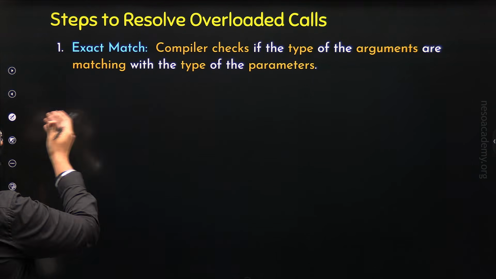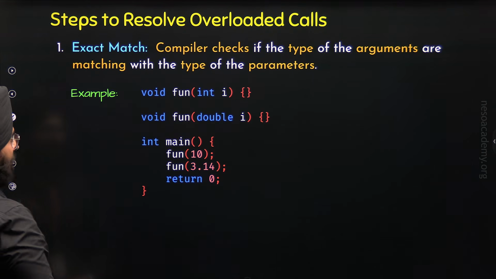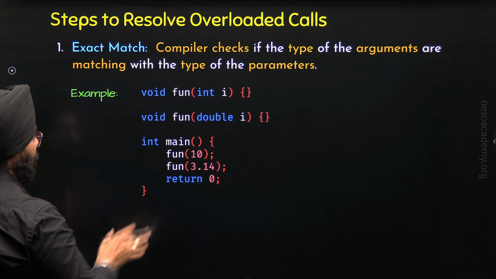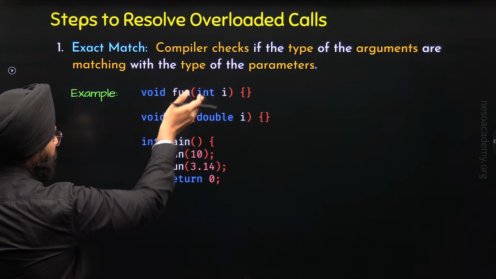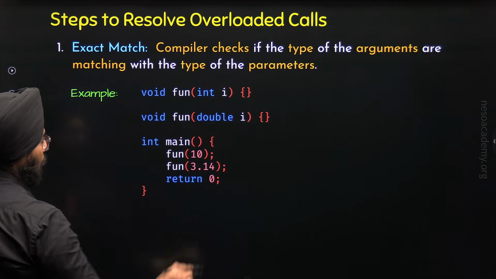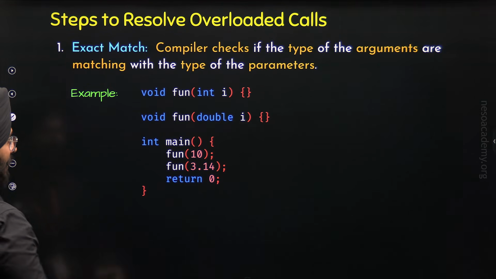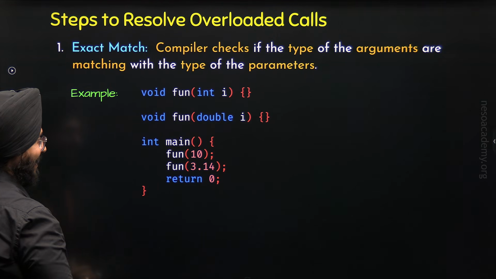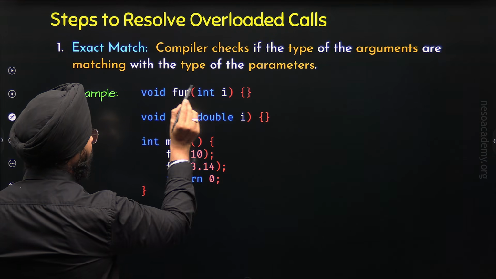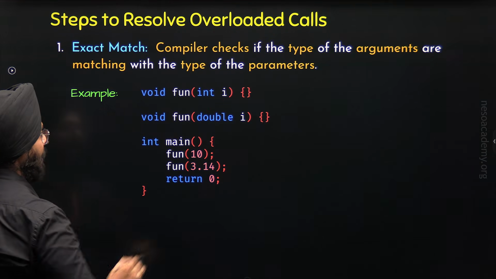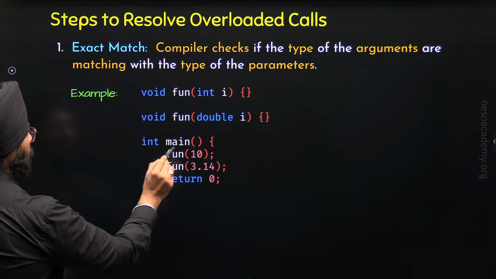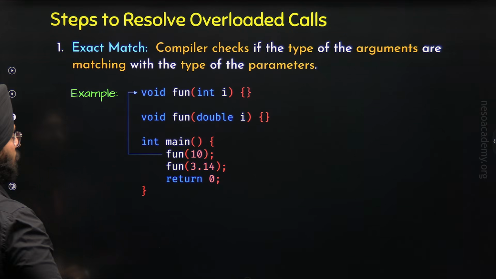Now let's take an example to understand this. Here we have these two function definitions. We have functions with the same name but different parameters. Inside the main function, one function is called with value 10. Here we have an integer value. We know the argument type is matching with this specific parameter type. Here we have the parameter of type integer. So clearly, this function call will be resolved to this definition.